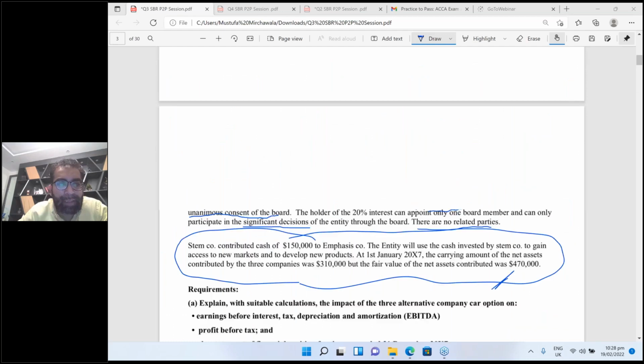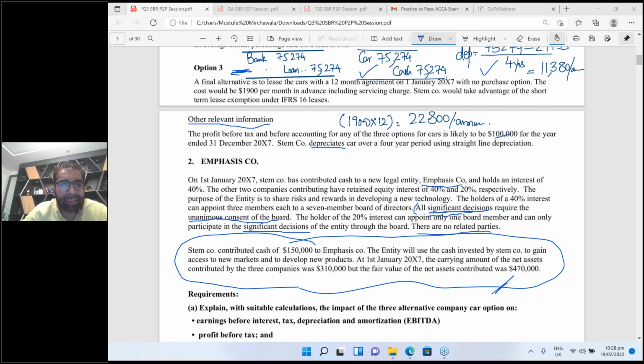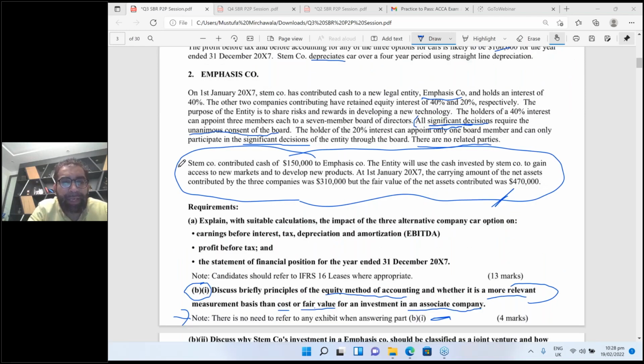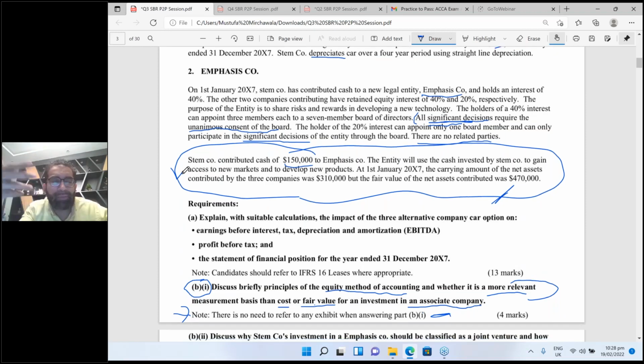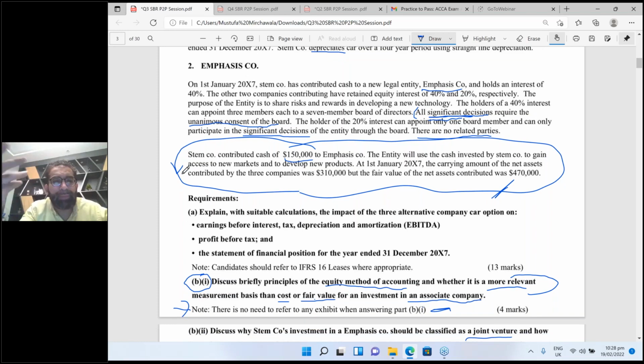Yes, see this. STEM company, read this point. Now you will understand. STEM company contributed cash of 150,000 to Emphasis company. The entity will use the cash invested by STEM company to gain access to new markets and develop new products. Yes, we are investors. STEM company is the investor of this new entity. What is the name? The name is Emphasis company. They will use the cash to develop new products.